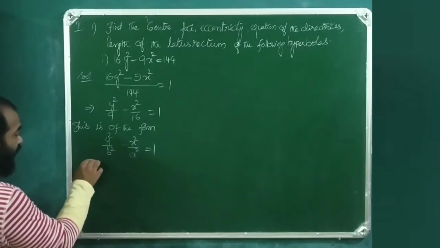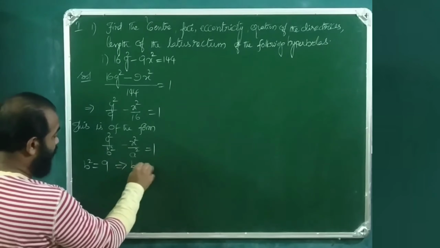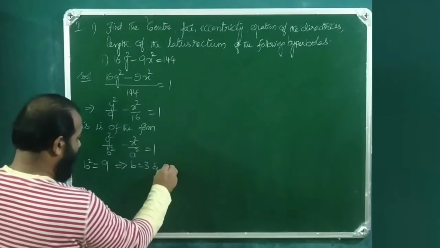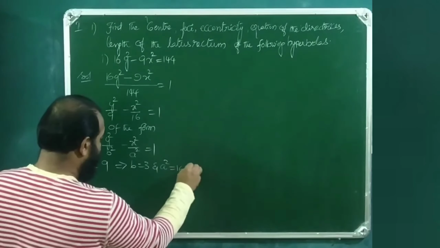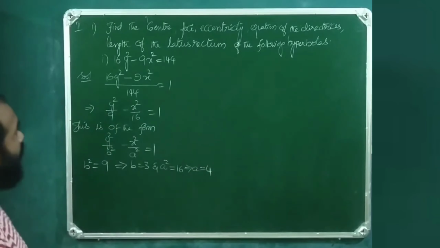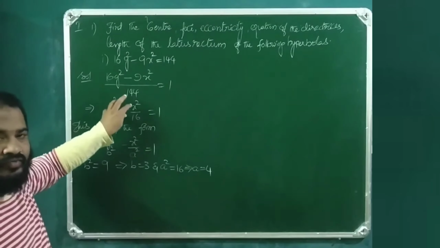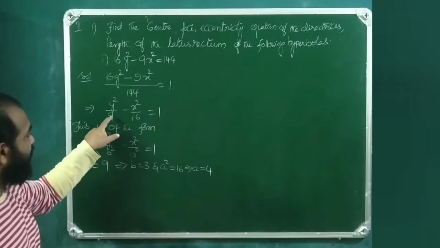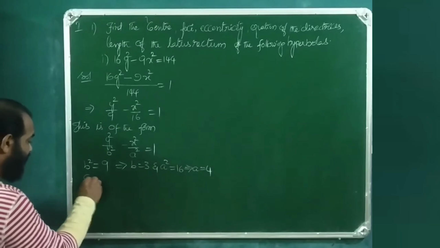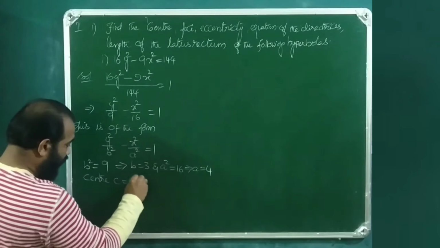Here b square is equal to 9, b is equal to 3, and a square is equal to 16, a is equal to 4. So the center is, since this is the standard form of the hyperbola whose center is at the origin, center C is equal to (0, 0).